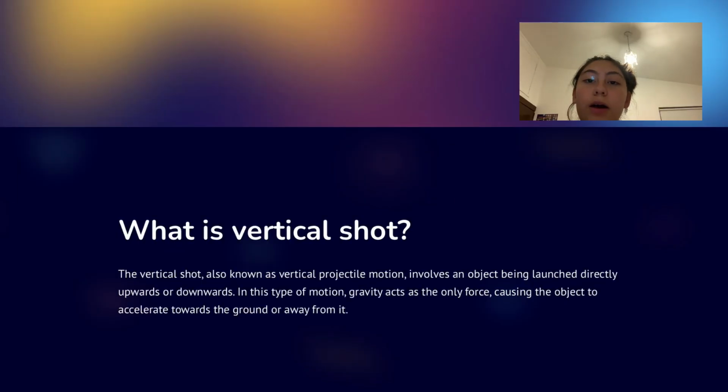Then, what is a vertical shot? The vertical shot is also known as vertical projectile motion, involves an object being launched directly upward or downwards, and in this type of motion, gravity acts as the only force causing the object to accelerate towards the ground or away from it. And here we have the examples of the vertical shot.